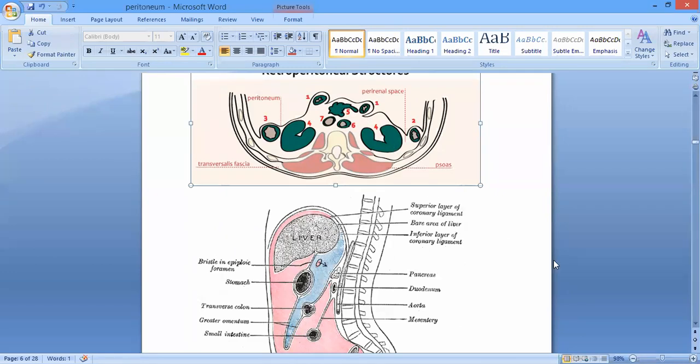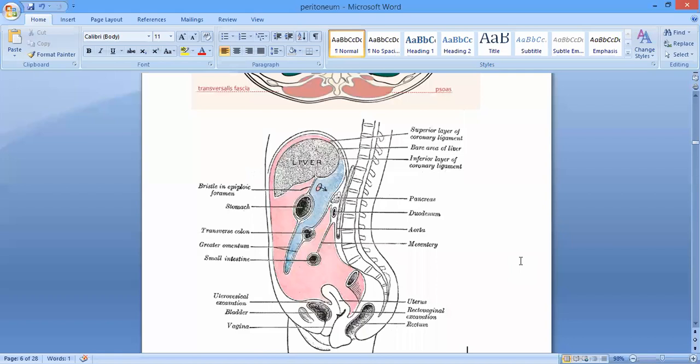Another terminology is subperitoneal. You can see this one: the structure which lies below the peritoneum. Here the peritoneum reflects from the anterior abdominal wall and covers, above this, the urinary bladder, and then it passes above the uterus over here. So these structures which are present below are subperitoneal, just located below the peritoneal membrane.